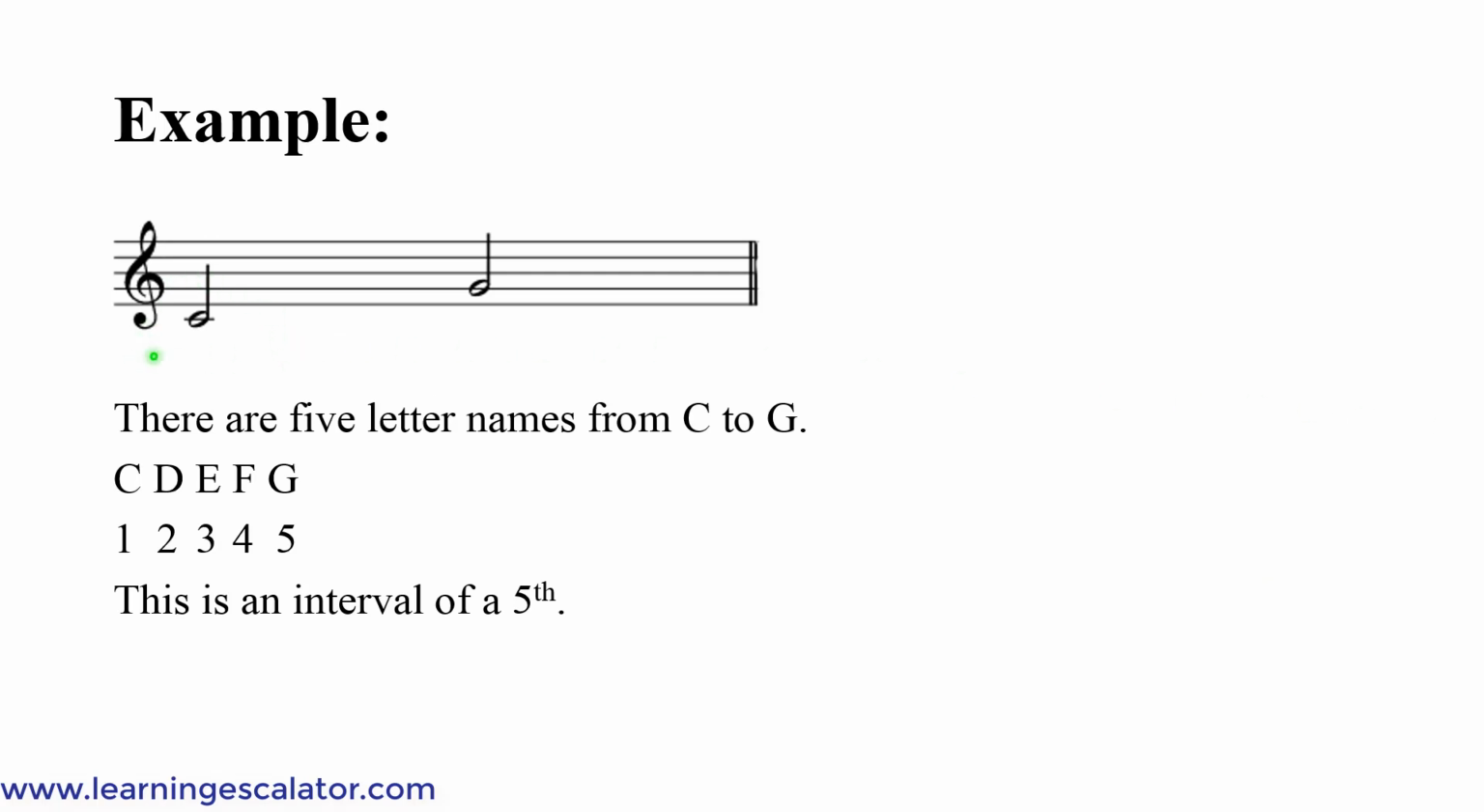Example, so this is C and there's G. So there are 5 letter names from C to G, because C, D, E, F, G, and you have to include both C and G. So C, D, E, F, G is 5 notes, so this is an interval of a fifth.